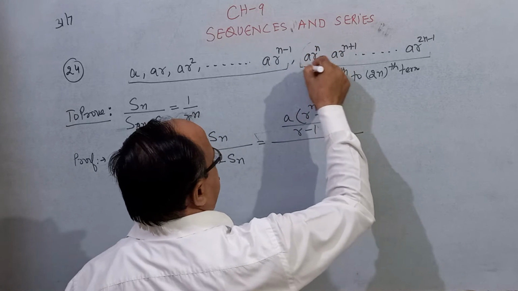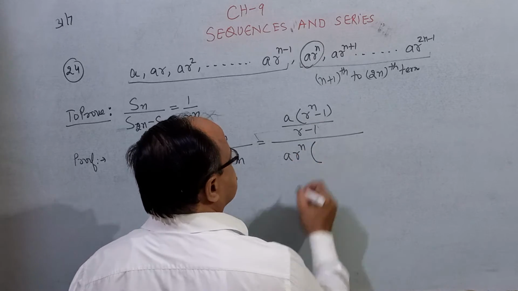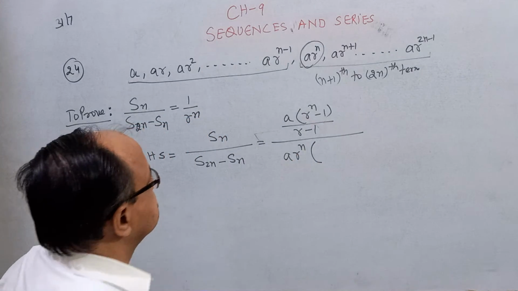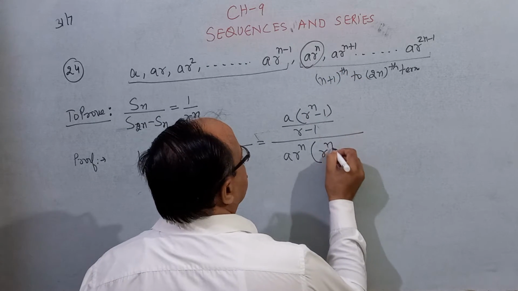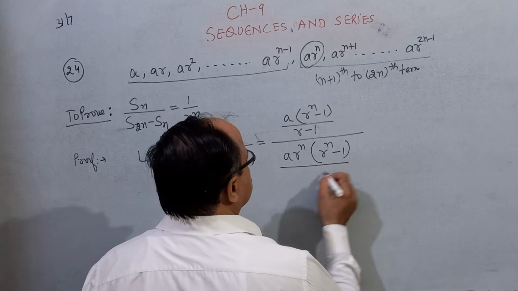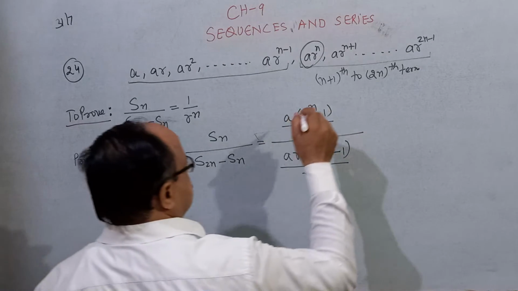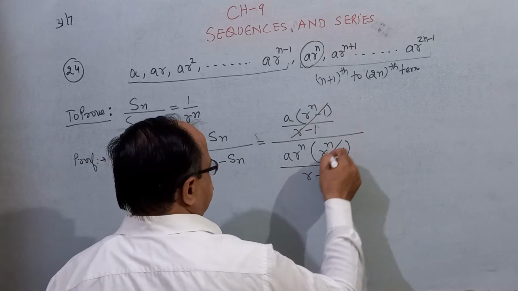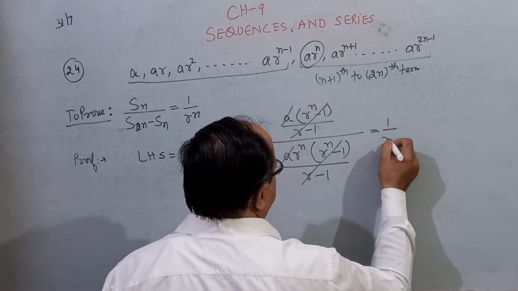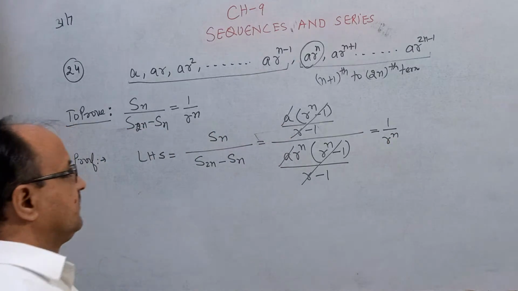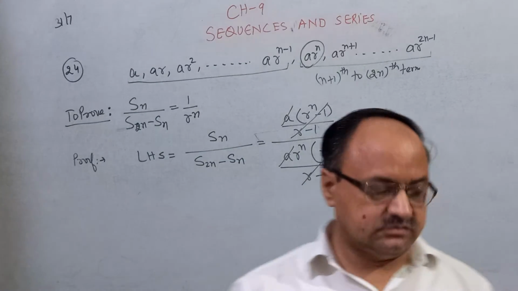In this question, what is A? In this question A is A r to the power n, and r is the common ratio, this divided by this, common ratio same, r to the power n minus 1 upon r minus 1. Clear? This completely cancels, and A to A cancels. Therefore you can say 1 by r to the power n. This is the solution of question number 24. You can check. Clear?